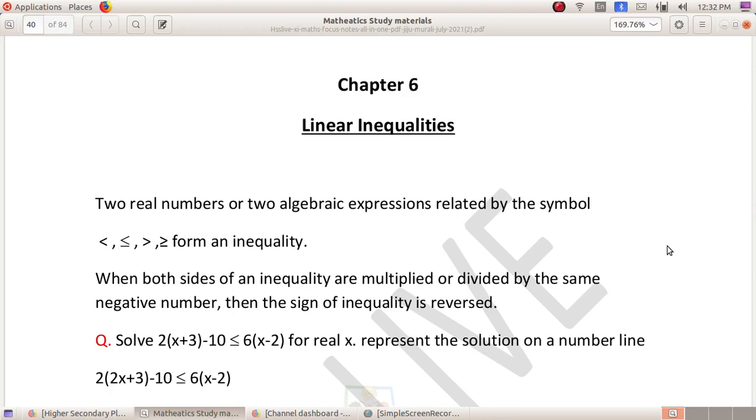Linear inequalities. In this chapter, we are dealing with the symbols less than or equal to, greater than or equal to. The expressions having these symbols are called linear inequalities. Here, we are taking inequalities with degree 1. See, x means x raised to 1. No x square, x cube, etc. can be seen here. That is why the chapter is linear inequalities.